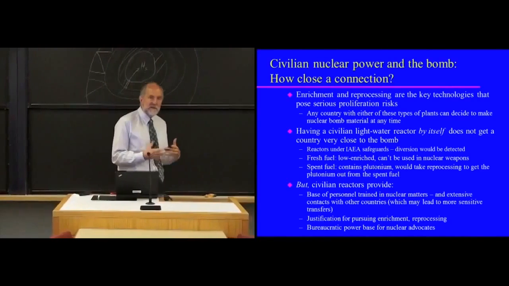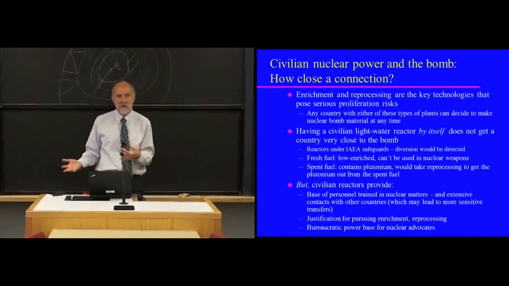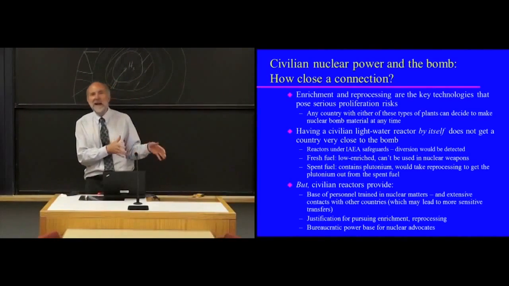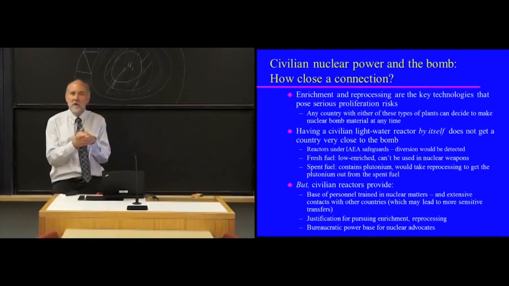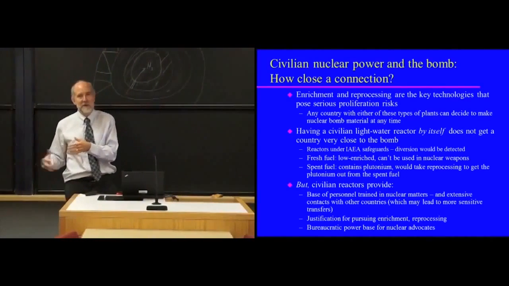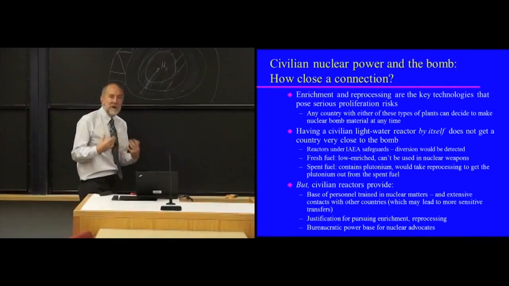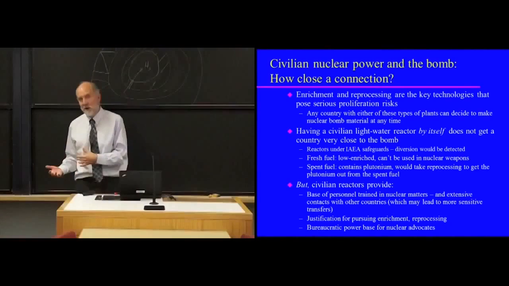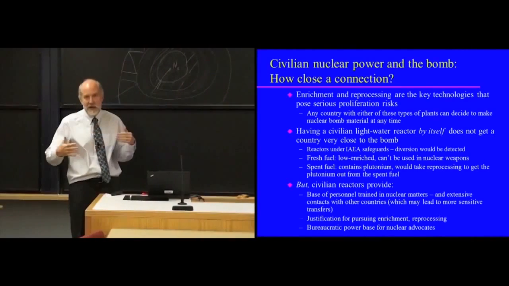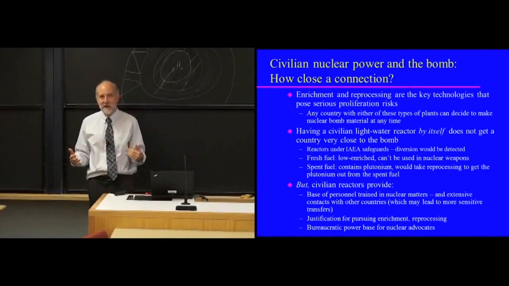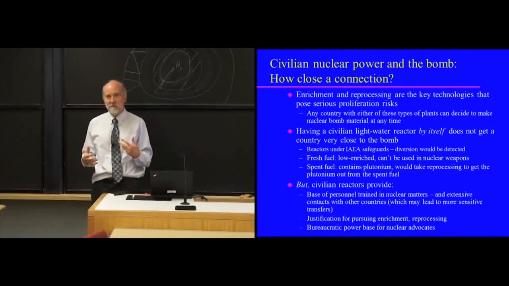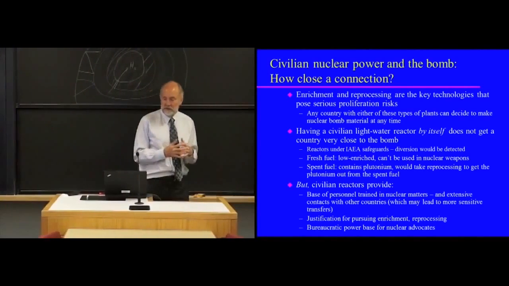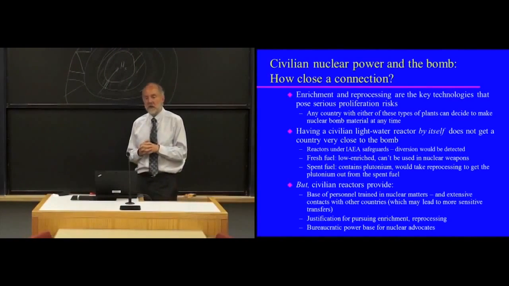The reactors, civilian reactors, are typically under International Atomic Energy Agency safeguards. They're all under IAEA safeguards unless they're in states that already have nuclear weapons. So removing that material to separate out the plutonium would be detected. Okay? The fresh fuel in the reactor is this low enriched material that can't be used in nuclear weapons. It can sustain a chain reaction in a reactor, but it can't sustain an explosively growing chain reaction. Okay? The spent fuel does contain plutonium, as I mentioned, but it would take reprocessing to get it out.